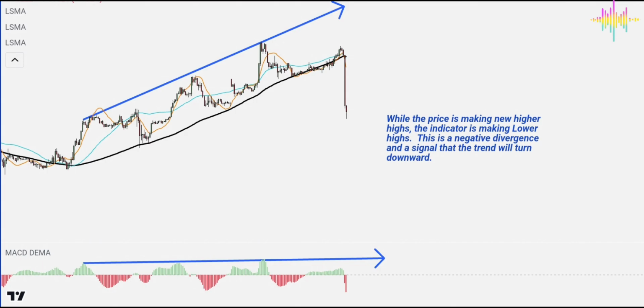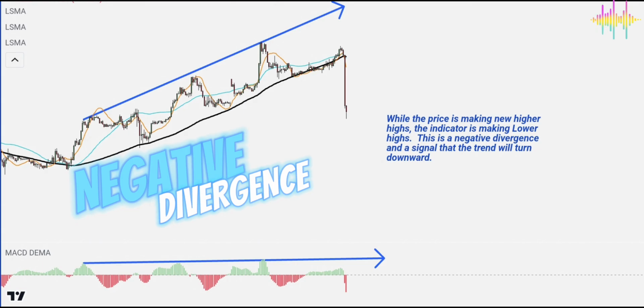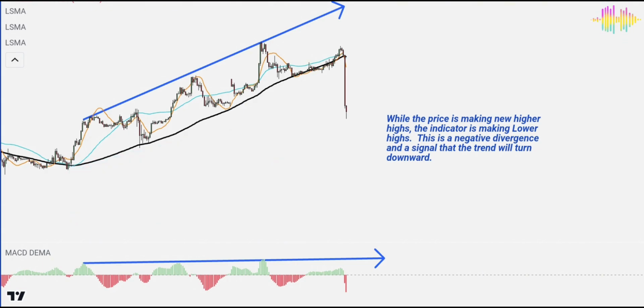Now, let's look at examples of short positions. While price candlesticks are consistently making new high levels, the MACD DEMA histogram is making lower highs. This action is called negative divergence and signifies a signal that the market may turn downward after a while, but it is not a strong enough signal to enter a trade.